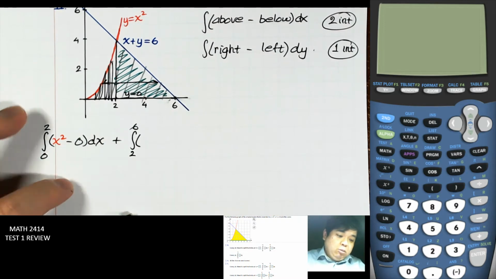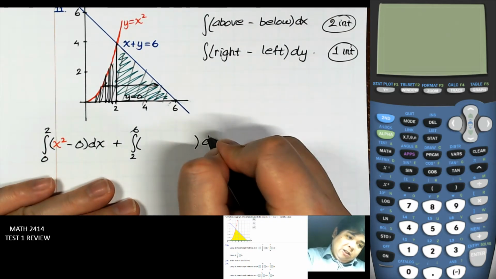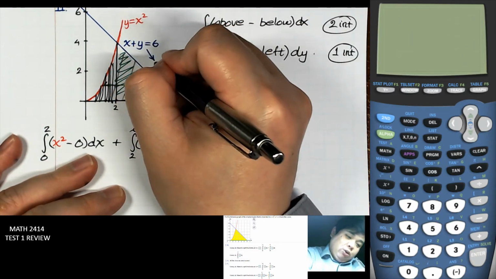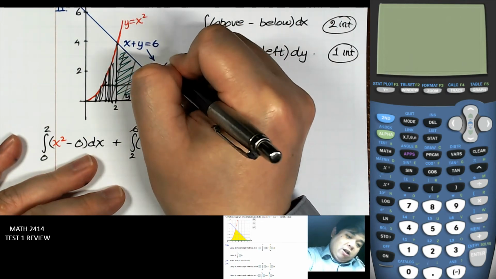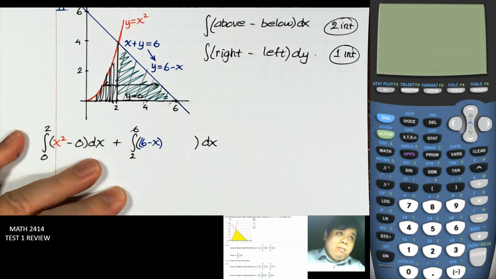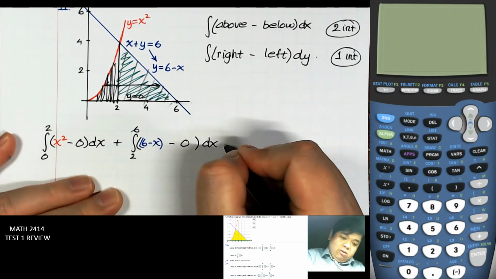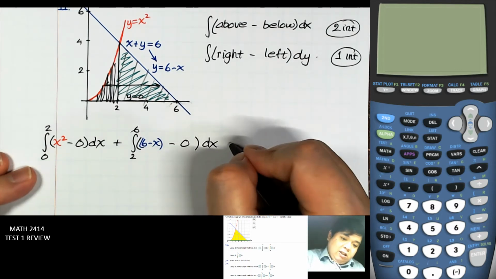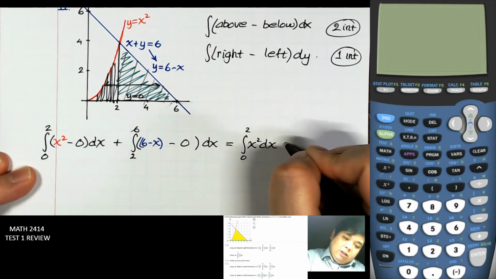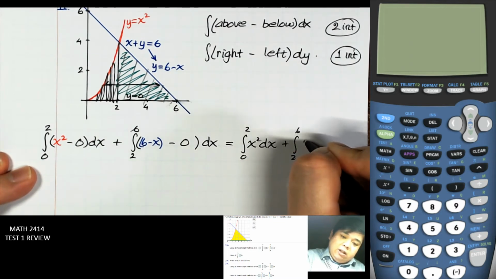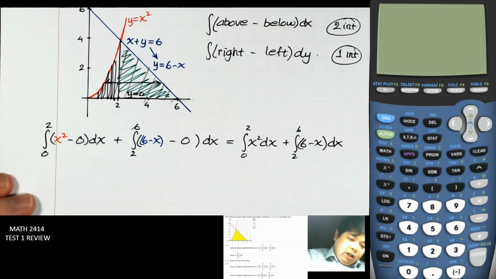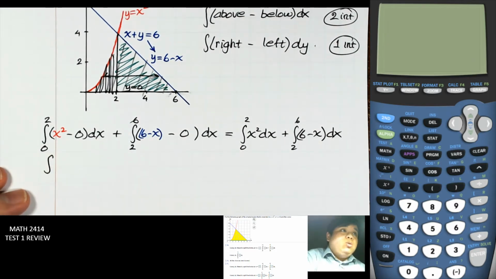The one above has to be in terms of x. If x plus y equal to 6, then y equal to 6 minus x, and that is the function above, minus the function below, which is 0. So that's pretty much it for the x. 0 to 2, x squared dx, 2 to 6, 6 minus x dx. And then for dy, we only need one integral.